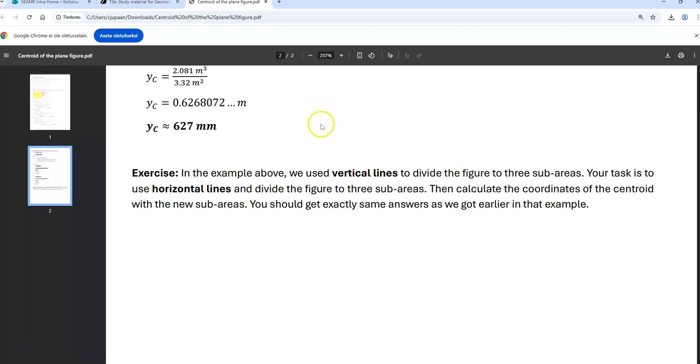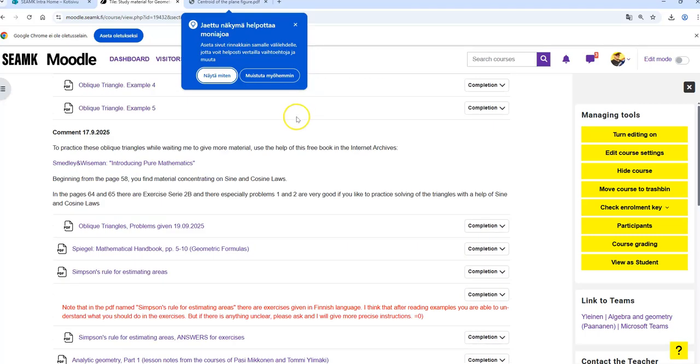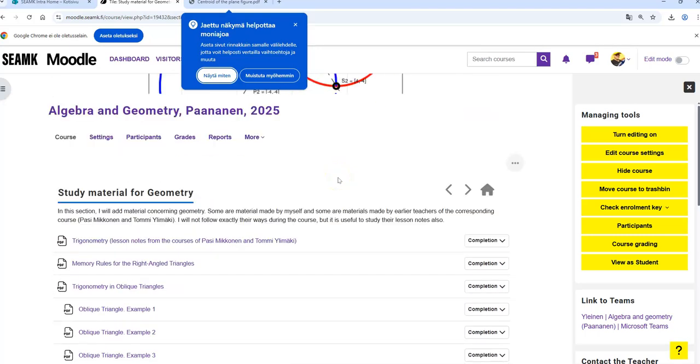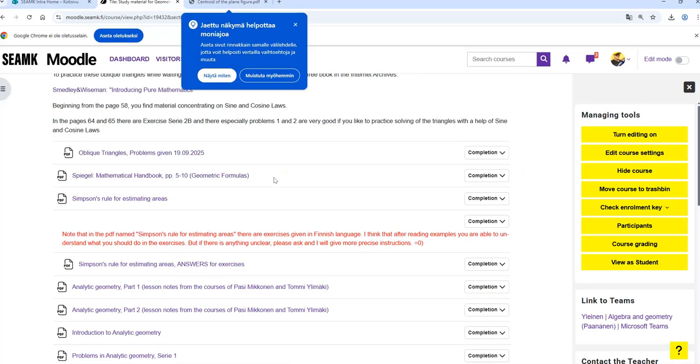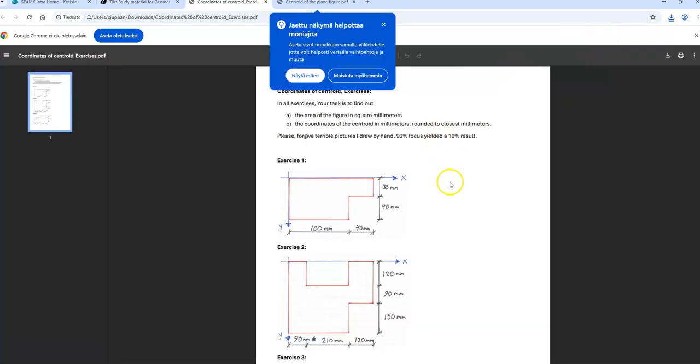And I also have made some other examples. This PDF file which I showed you, you may find from the Moodle, from the study material for geometry. At the end of that you find this PDF file, as I showed you, the centroid of the plane figure. And then I have made 3 exercises there for you to practice this thing. I will show you those exercises.